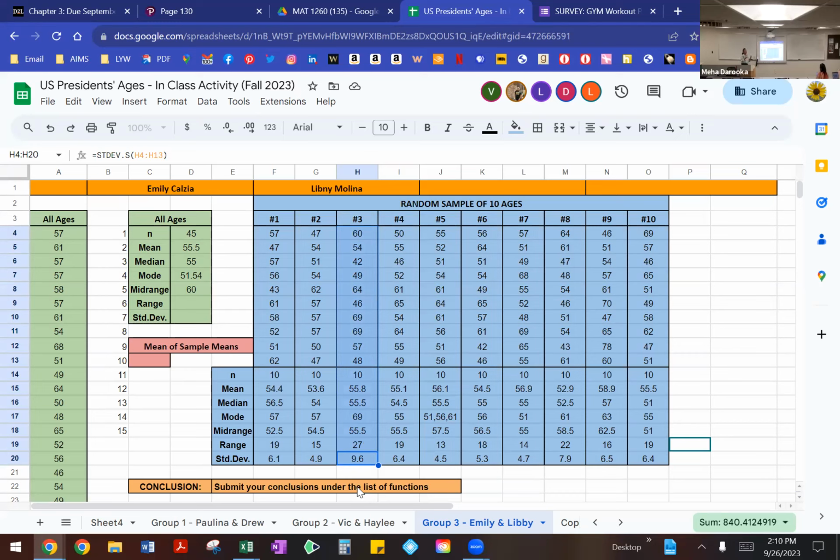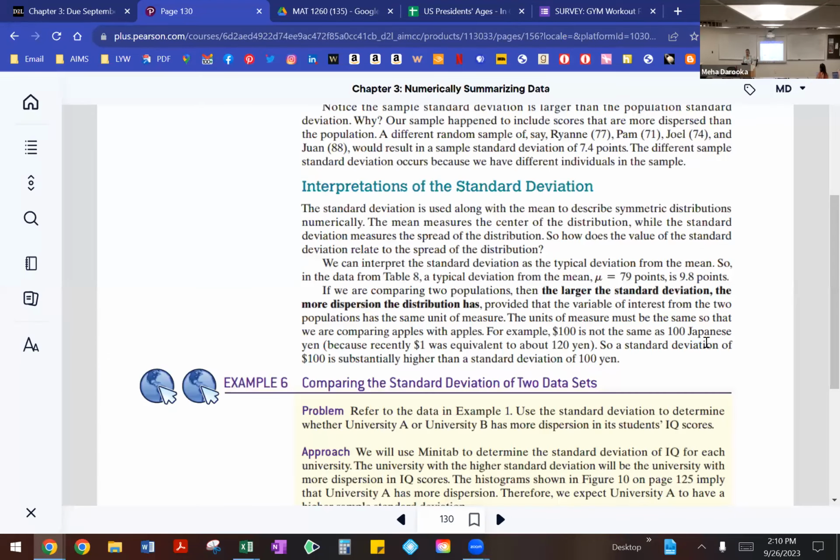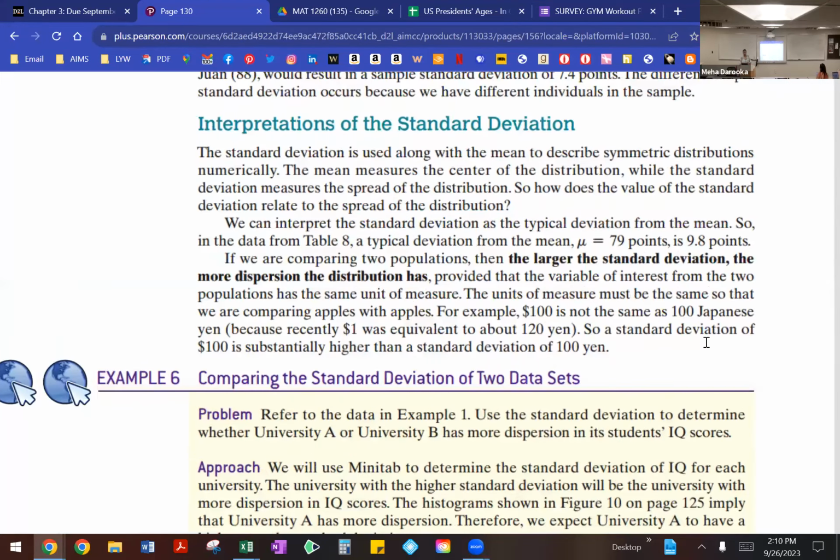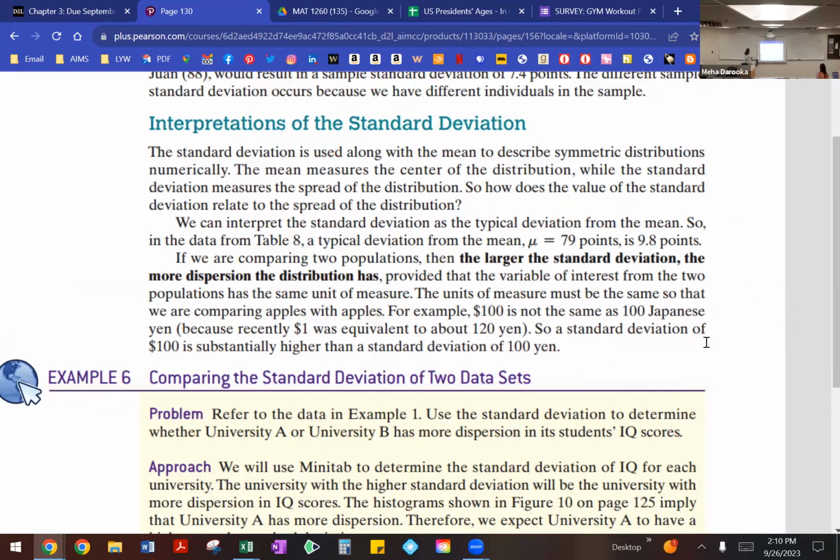So that's where you use your standard deviation, because like I said, we're basically talking about how far away from the mean are all your data points in your given data set. And that's what standard deviation does. And you will see in your textbook, they actually do talk about that interpretation. They are saying if you're comparing two populations, then the larger the standard deviation, the more dispersion the distribution has, which means more spread out your data is. So the larger the standard deviation, the more spread out your data is. The smaller the standard deviation value, the closer to the mean your data is going to be.